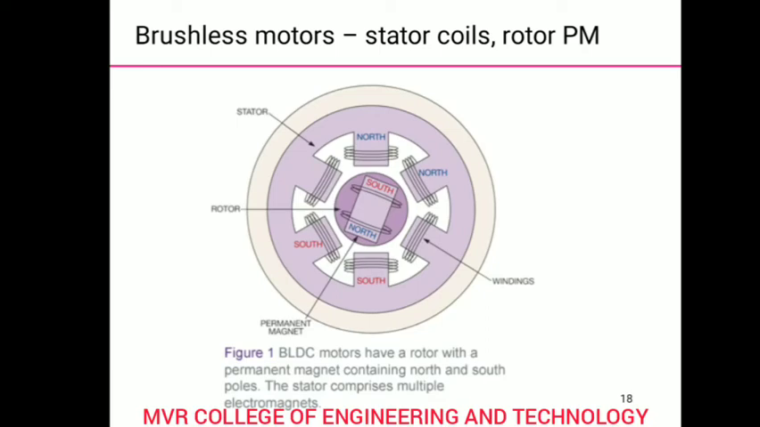So a BLDC motor has a rotor with a permanent magnet containing north and south poles, and the stator comprises multiple electromagnets. Let us go to the next slide.